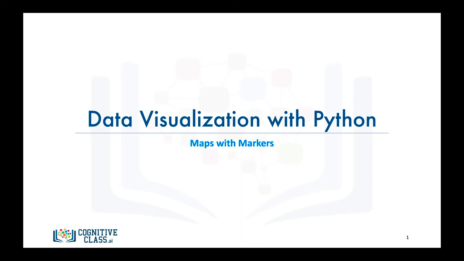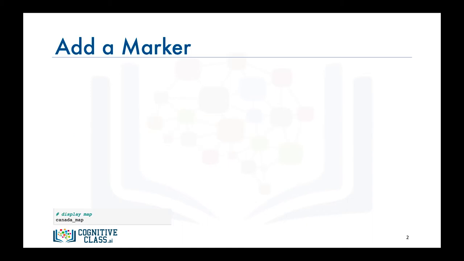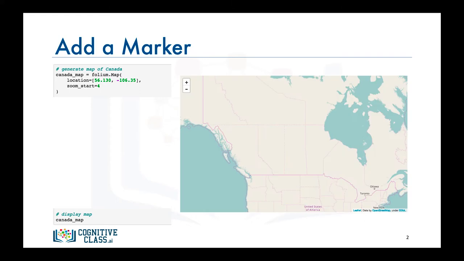In this video, we will continue working with the Folium library and learn how to superimpose markers on top of a map for interesting visualizations. In the previous video, we learned how to create a world map centered around Canada. So let's create this map again and name it Canada underscore map this time.